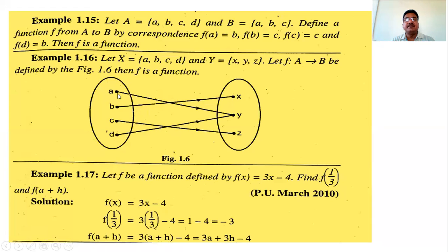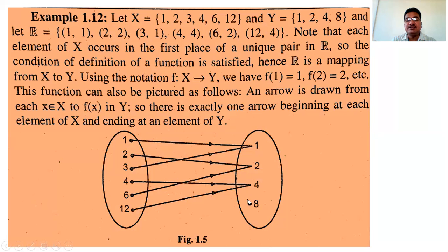For example, this function is not injective because a and d are two different elements in the domain. A is not equal to d, but f of a is y and f of d is y. That is, images are same, and so this function is not injective, is not one-one. When we say the function is one-one, each element has a unique, only one image in the codomain. So this function is also not injective because 1 and 3 are different, but their images are same.